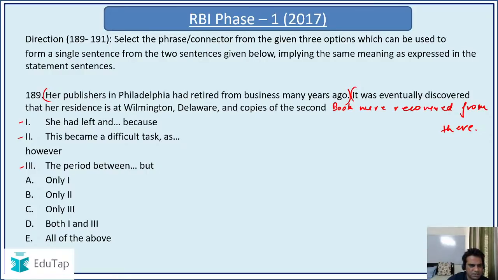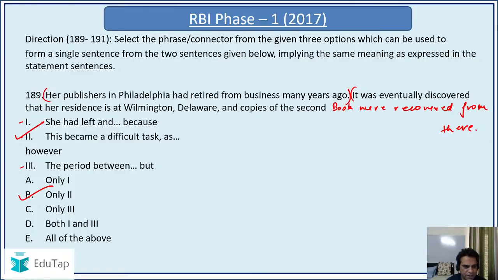Yes, guys, what do you think is the apt answer for this? Because whenever he tries to give a contradiction, it was not a reason, her publishers. So this became a difficult task as her publishers in Philadelphia had retired from business many years ago. However, it was eventually discovered that her residence is at Wilmington, Delaware, and copies of the second book were recovered from there. So I think only option 2 is correct here, guys. Only 2 is the correct option here, or option number B, guys.